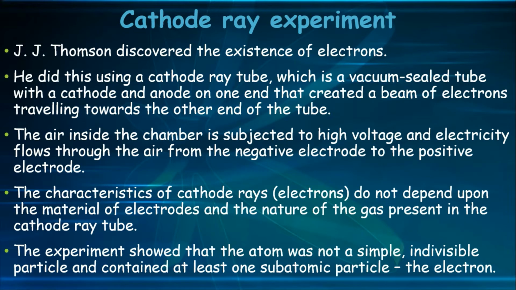Cathode ray experiment. J. J. Thomson discovered the existence of electrons. He did this using a cathode ray tube, which is a vacuum sealed tube with a cathode and anode on one end that created a beam of electrons traveling towards the other end of the tube. The air inside the chamber is subjected to high voltage and electricity flows through the air from the negative electrode to the positive electrode. The characteristics of cathode rays, meaning electrons, do not depend upon the material of electrodes and the nature of the gas present in the cathode ray tube. The experiment showed that the atom was not a simple indivisible particle and contained at least one subatomic particle, the electron.